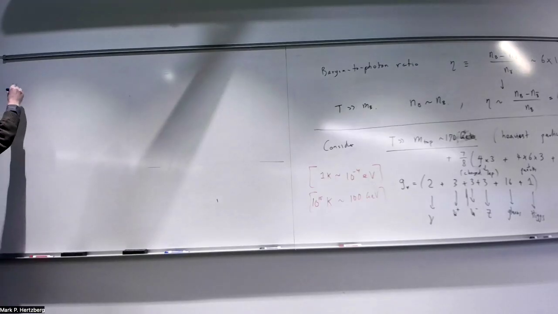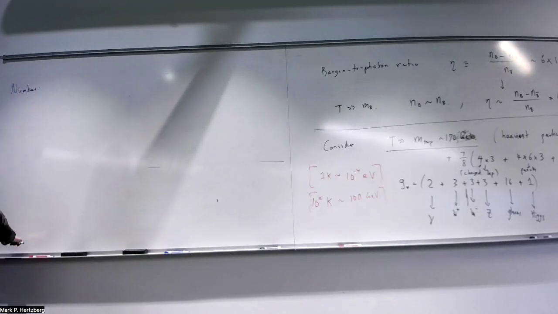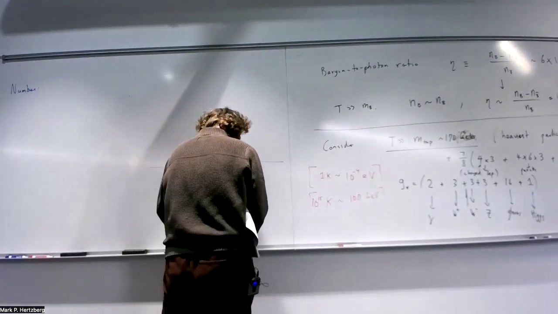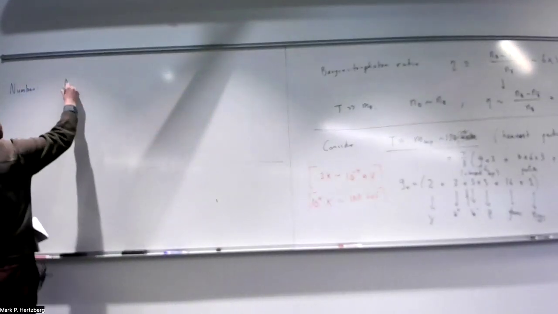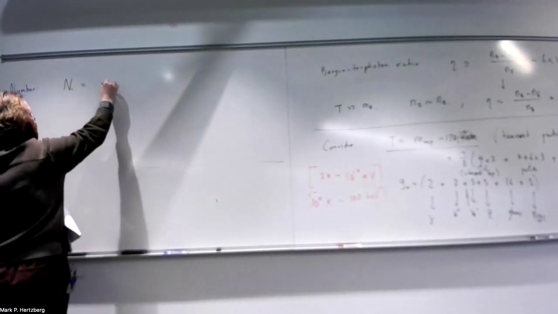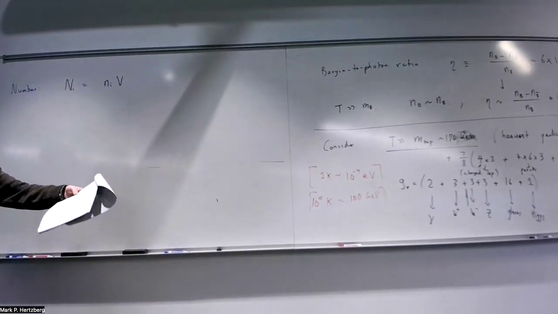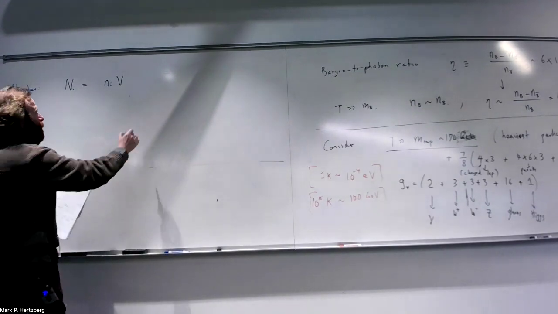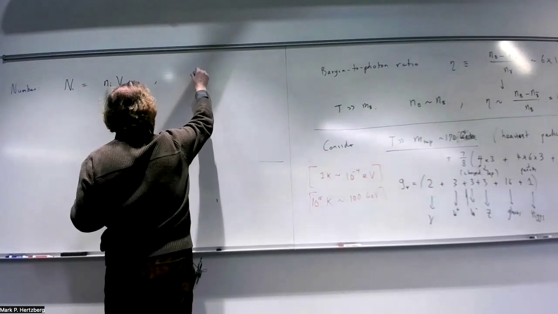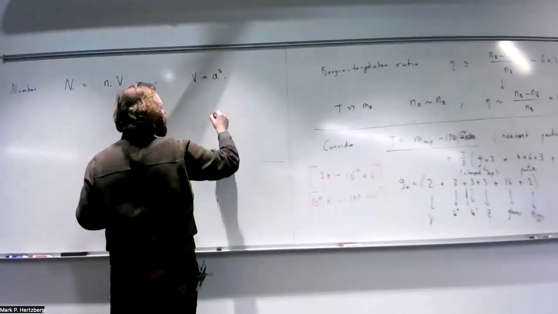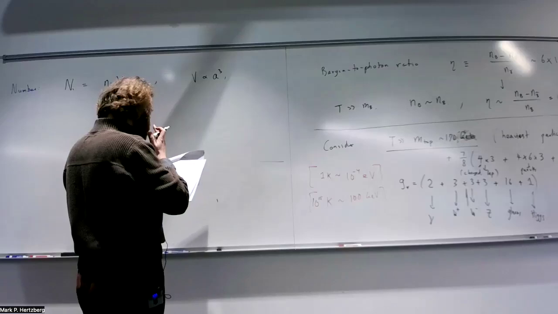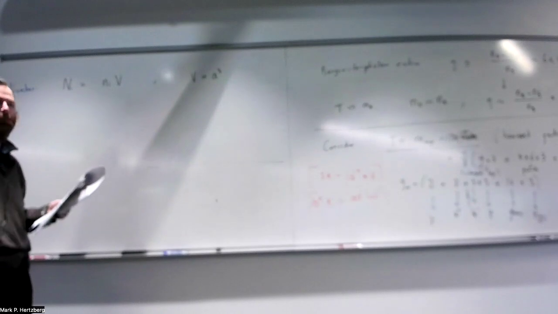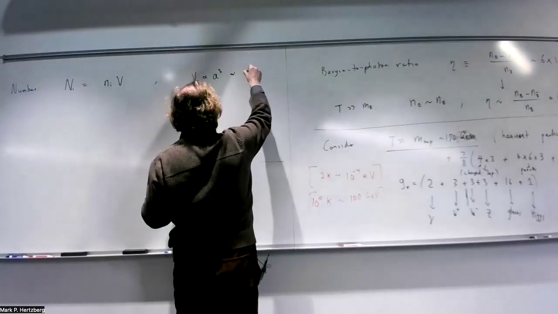So let's plot the number. The number of a species is just the number density times the volume. So you just pick some volume of interest. Volume is going to expand with the universe. Volume is proportional to a cubed. And remember we said temperature goes like 1 over the scale factor. So this is also proportional to 1 over T cubed.